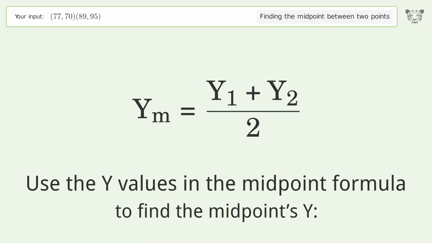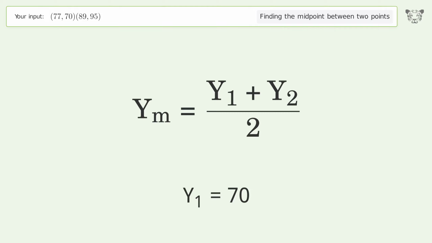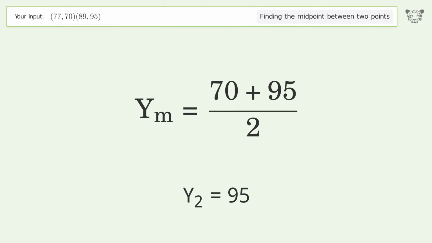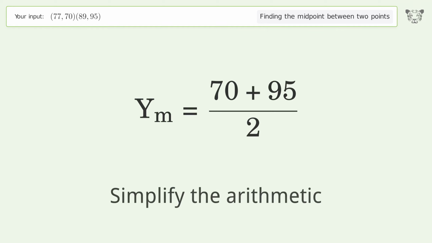Use the y values in the midpoint formula to find the midpoint's y. y1 equals 70. y2 equals 95. Simplify the arithmetic.